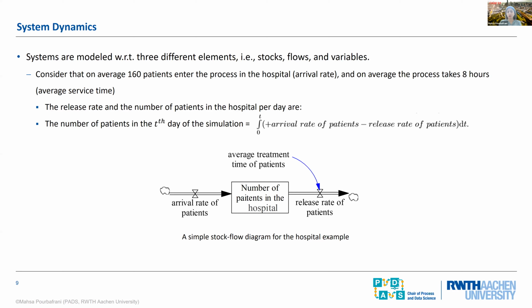We have arrival rate as a flow, and imagine we look at our process each day. Say our process takes place in a hospital, and we have the arrival rate per day in our coarse-grained process log, which is derived from the fine-grained process log. If on the first day 10 patients arrive, and the release rate is 9, for instance, then we can calculate the number of patients in the hospital per day, which is our stock in the middle. We also have variables; for example, the release rate of patients is directly affected by the average time that a patient spends in treatment in the hospital.